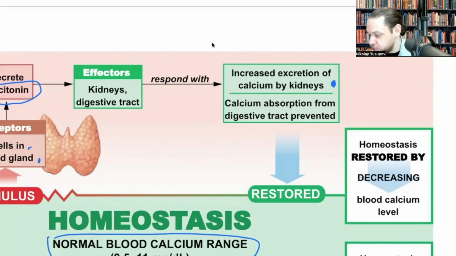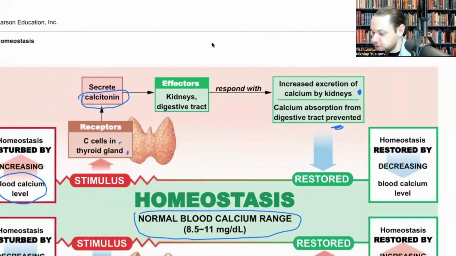right? And what you want to do is reduce the absorption of calcium from the digestive tract. So it prevents the absorption of calcium. If you get rid of it in the kidneys and you absorb less of it in the digestive tract, and also calcitonin works on the bone, right? It tells them basically not to resorb or break down the bone. And the result of this is you want to restore that balance.